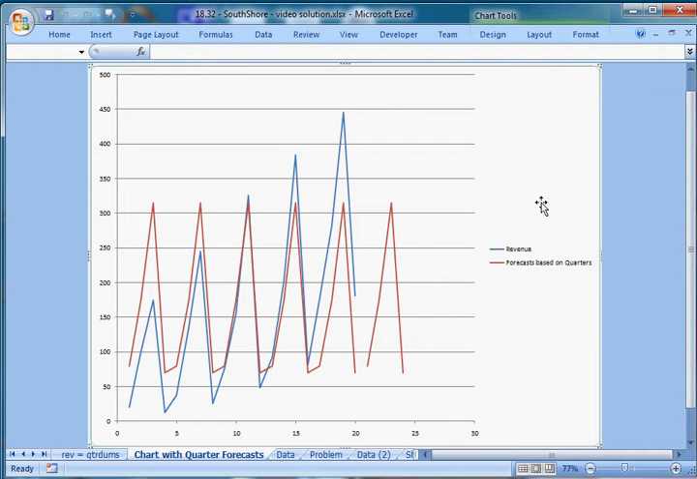What we're doing with the forecast based on quarters looks kind of like a heart chart or something like that, where we just have data that's going up and down and skipping like that, right? I'm not sure why it's not connecting those two because they're separated in the data set. But that's okay.